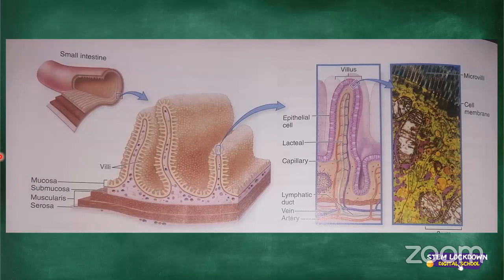So your small intestine is like this, and this is where your serosa is. That is your muscle layer, your submucosa, and your mucosa. All right, so this is how your small intestine looks on the inside. And let me just get a pen.